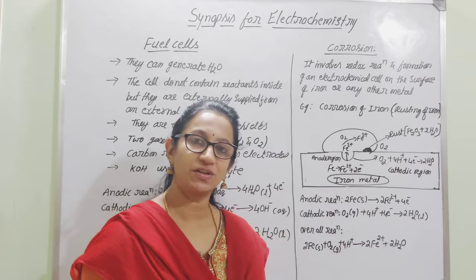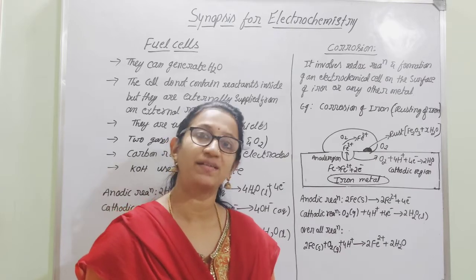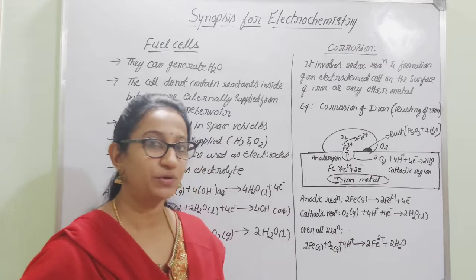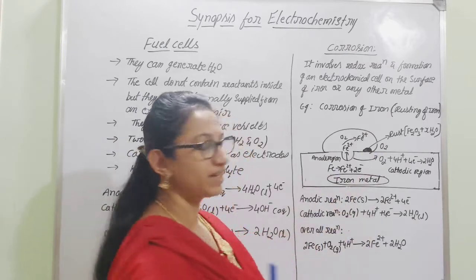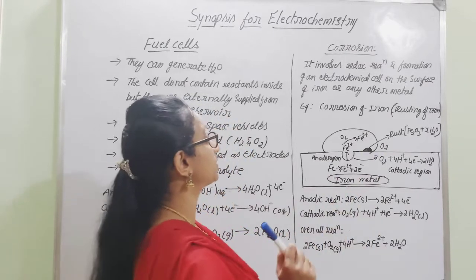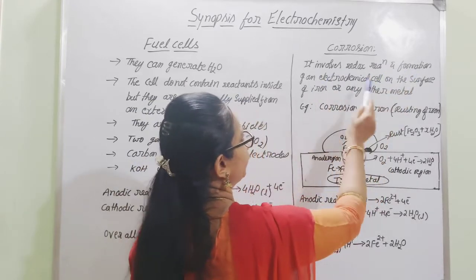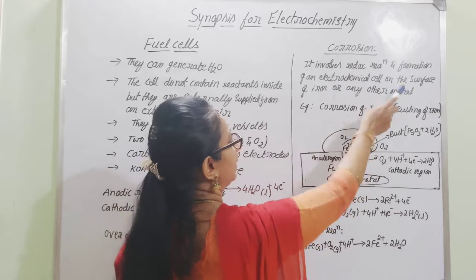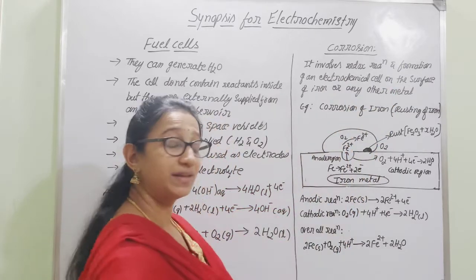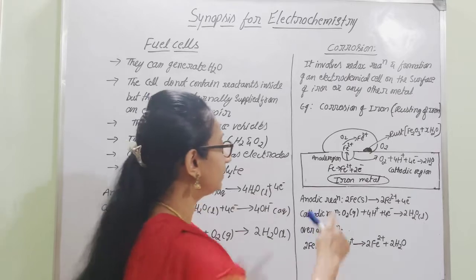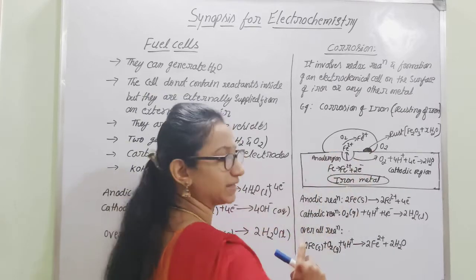You should also know the special phenomenon called corrosion. They can raise questions even from this topic. An example of corrosion is the rusting of iron. What happens during the corrosion process? It involves redox reaction and the formation of an electrochemical cell on the surface of iron or any other metal. There will be formation of tiny cells on the surface of the metal itself.